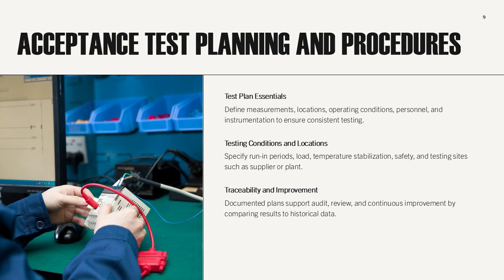Following a documented test plan also supports traceability and continuous improvement. Test results can be reviewed, audited, and compared against historical data to refine acceptance criteria over time. In this way, acceptance test planning is not just an administrative task, but a core engineering activity that underpins the credibility and effectiveness of the acceptance testing process.